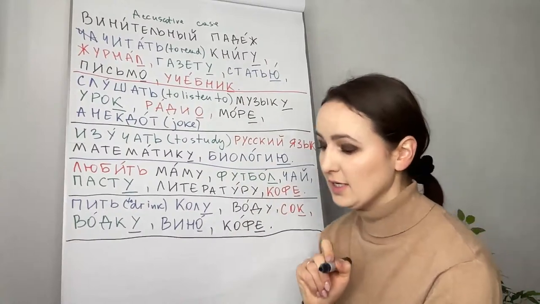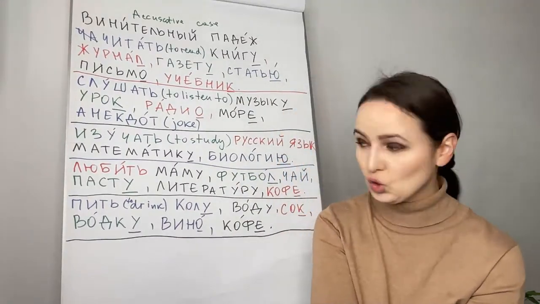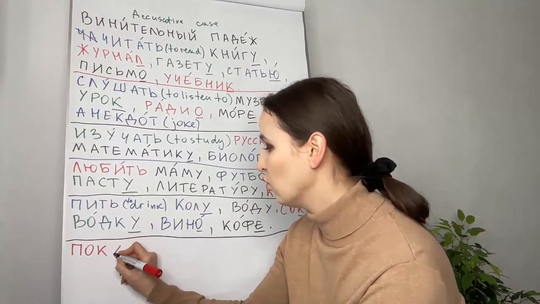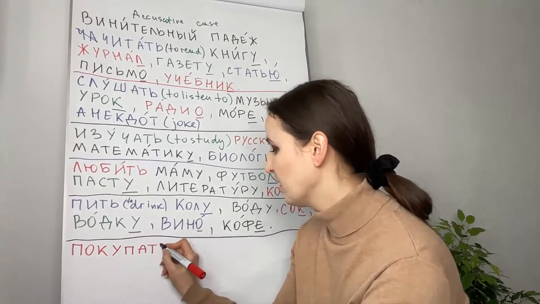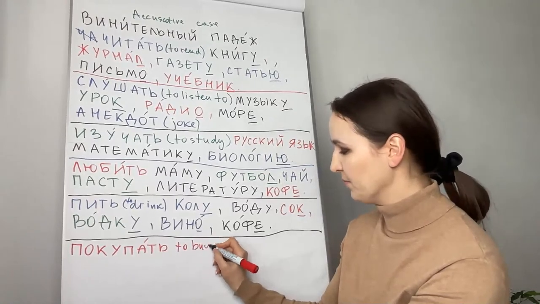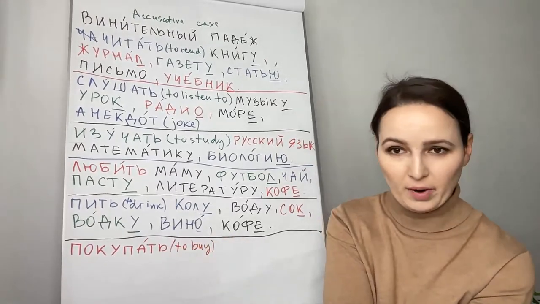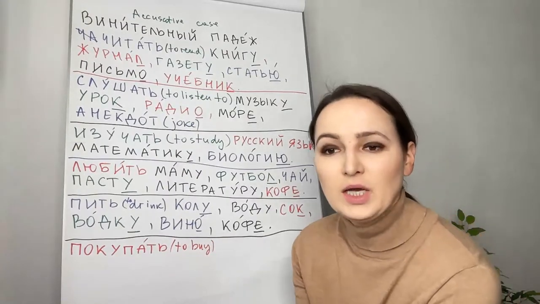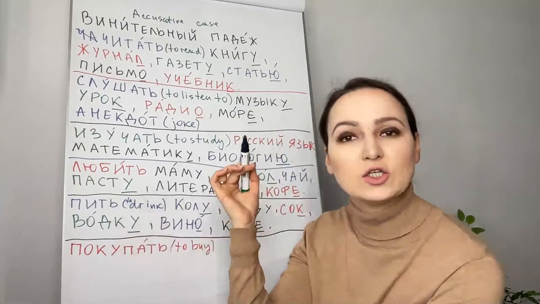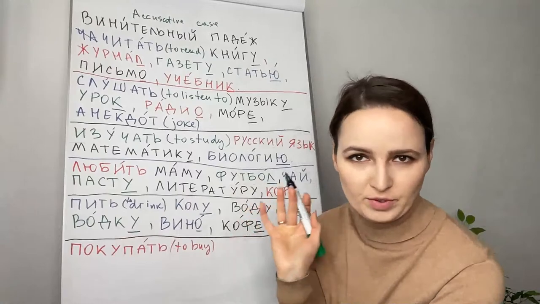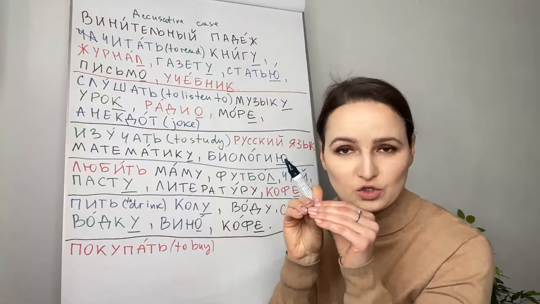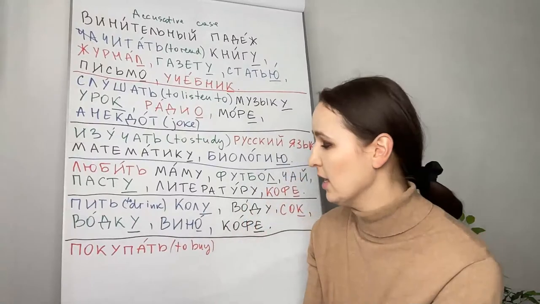Next verb is покупать. To buy. Покупать. Покупать. To buy. Да, пить молоко. The same, пить молоко. Молоко ends in о, so it's neuter. Nothing will happen with this word. Я пью молоко. I drink milk. You used accusative, but you will change nothing in the word.